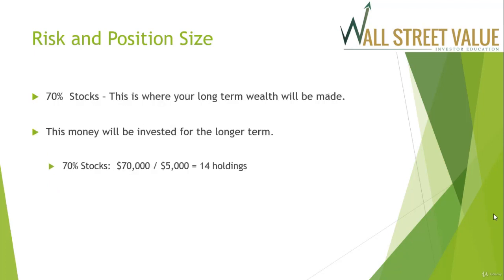We have 70% allocated into stocks. This is where your long-term wealth is going to be made, and this is going to be invested for the longer term. 70% of stocks in a $100,000 portfolio means that we have $70,000 to allocate to this portion of the portfolio. At 5% into any position, we can have 14 holdings minimum.